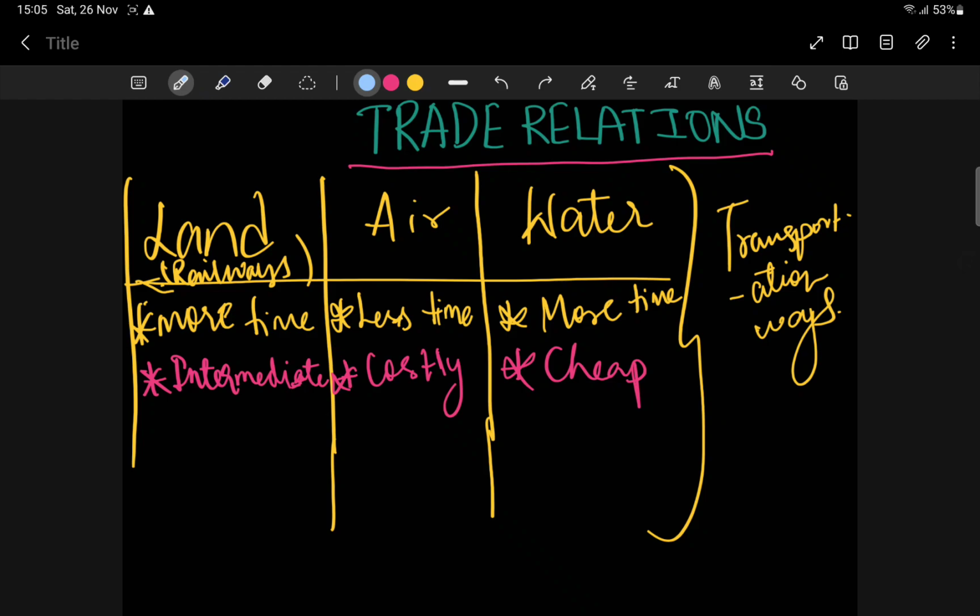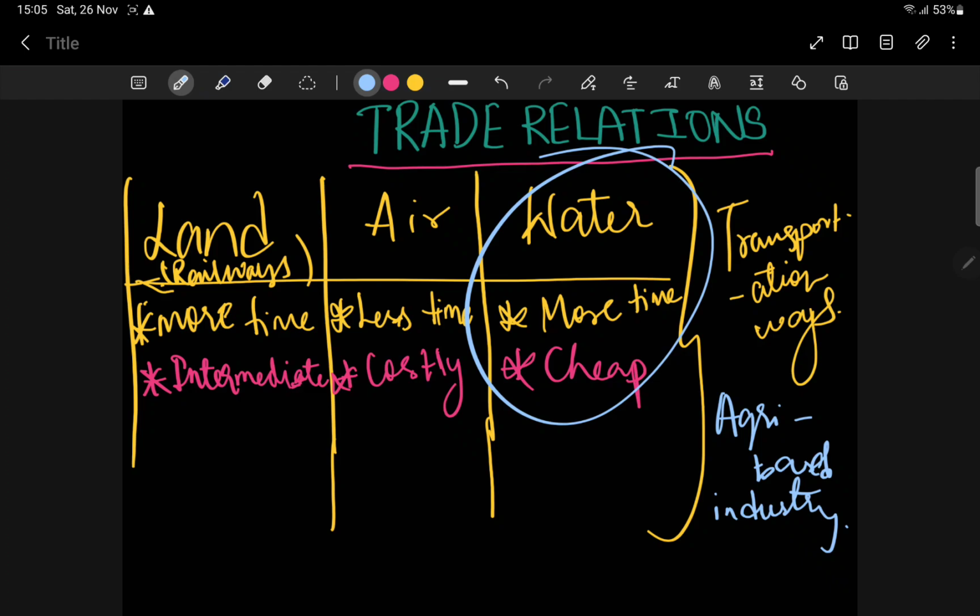Of course, if you speak of agricultural crops or food products, the agro-based industry is completely different. You should not compare this with that. So here one important thing is, water is the best means of transportation these days. Earlier it was the best means of transportation, and even today it is the best means of transportation.